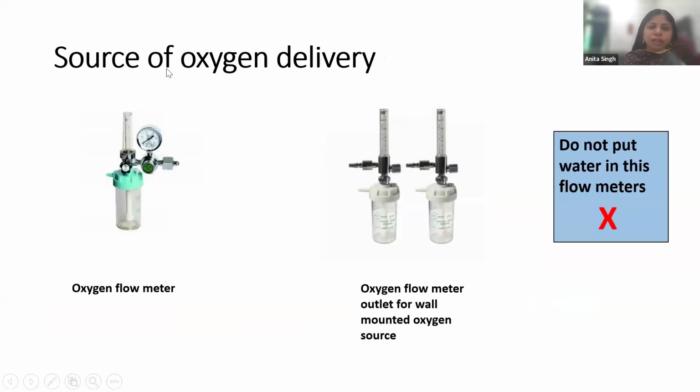So, regarding sources of oxygen delivery, it is important that the flow meter is very important. This kind of flow meter is usually attached to the oxygen cylinders, which indicates the pressure in the oxygen cylinder, and you can regulate the flow via this knob. These are the oxygen outlet ports, flow meter ports, which are attached to the wall-mounted oxygen supply system. And you can see below this is the glass container.